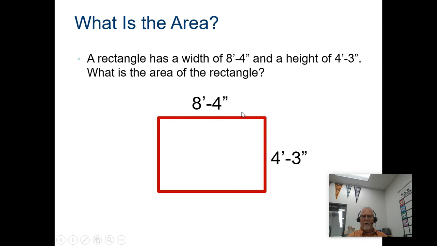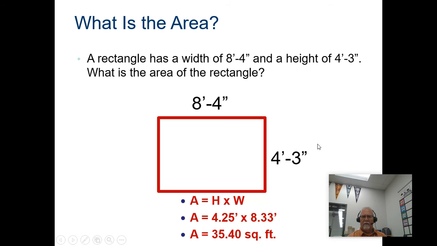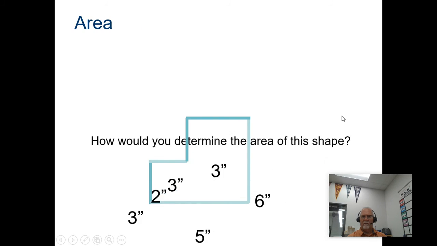What's the area of this one? Again, convert our numbers from architectural notation to decimal feet. 4 divided by 12 is 0.25. 3 divided by 12 is 0.33. Becomes 8.33 times 4.25, giving us 35.4 square feet.